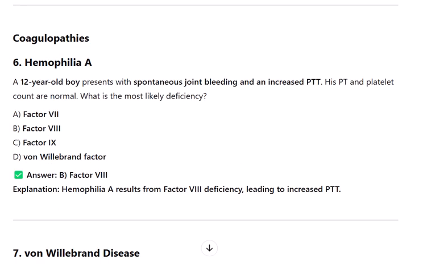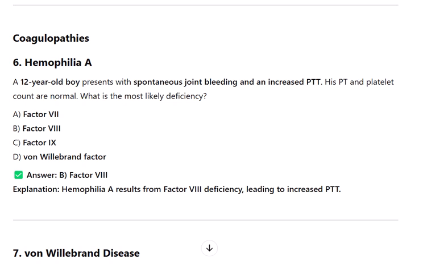Coagulopathies. 6. Hemophilia A. A 12-year-old boy presents with spontaneous joint bleeding and an increased PTT. His PT and platelet count are normal. What is the most likely deficiency? A. Factor 7, B. Factor 8, C. Factor 9, D. von Willebrand factor. Answer: B. Factor 8. Explanation: hemophilia A results from factor VIII deficiency, leading to increased PTT.